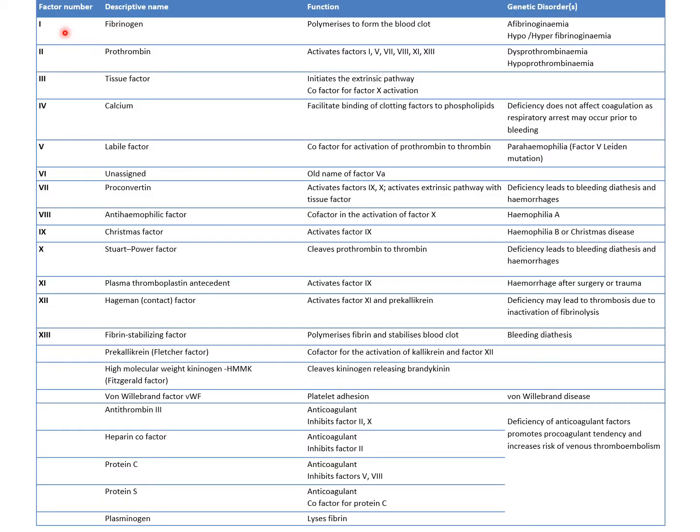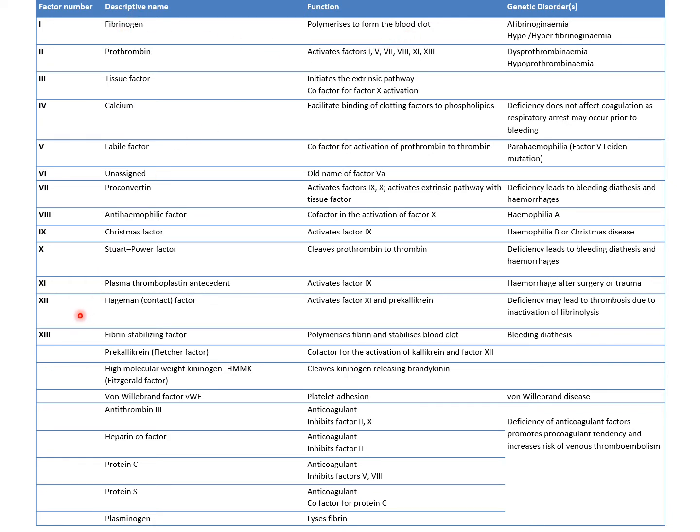It may be a good idea for you to familiarize yourself with various blood coagulation factors. I've provided the table here. I'm not going to read out everything, but just highlight the main bits. So for example, factor 1 is fibrinogen, which is one of the plasma proteins, and activation of fibrinogen is what leads to the formation of a blood clot. So it's basically fibrinogen which polymerizes to form a blood clot.